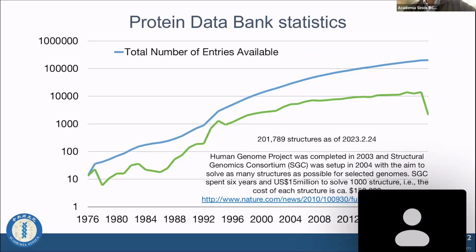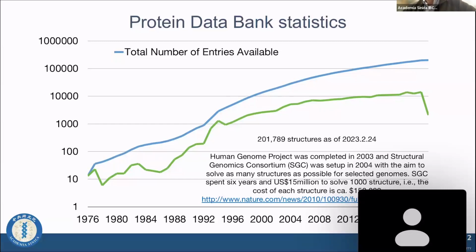So when the Human Genome Project was completed in the early 2000s, there was a global call for structural genomics consortia to try to solve as many protein structures as possible as a way to understand how our genome functions. So the idea is that if you know how the individual building blocks of our body look and work and interact with each other, we will be able to understand how our body functions in greater detail.